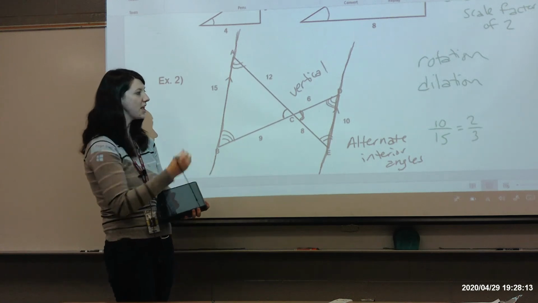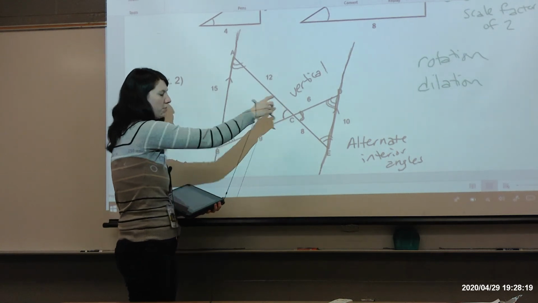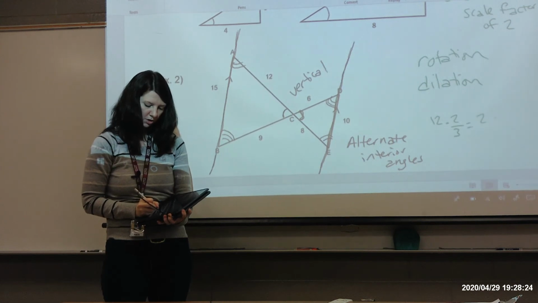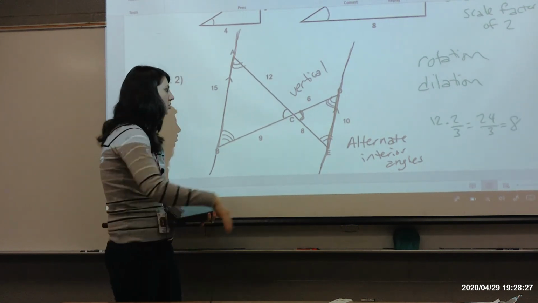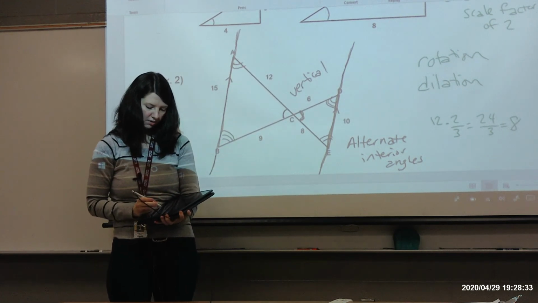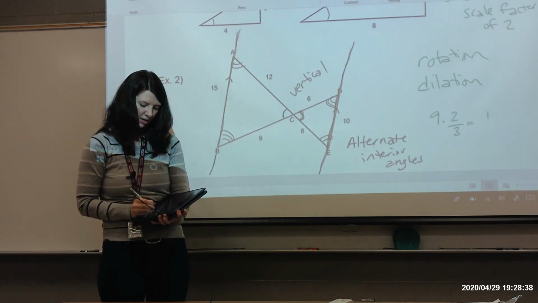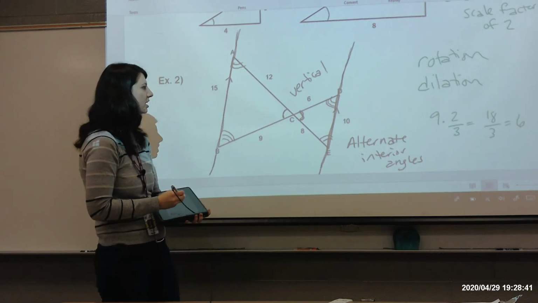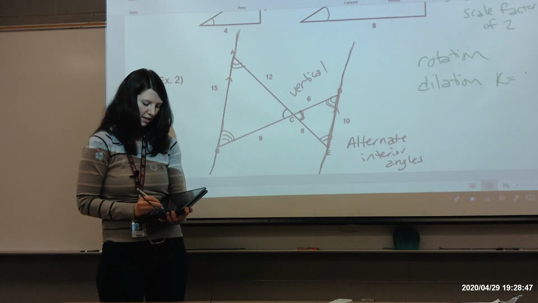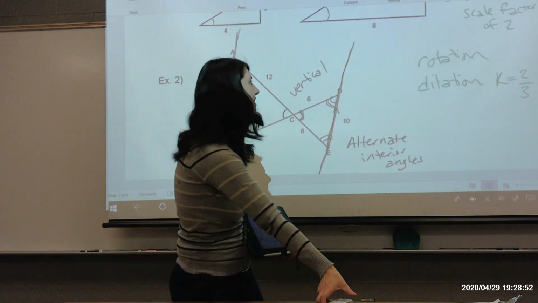Let's check the rest. We think that our dilation is 2/3. So that means if I multiply these by 2/3, I should get my two sides over here. 12 times 2/3 would give me 24/3, which is 8. So our 12 matches up with our 8. And then let's check our last side here. 9 times 2/3 is 18/3, which is 6. So we have confirmed that our scale factor, which I'm just going to shorthand with K, is 2/3, which makes sense because we need to get smaller. And that is our last example for today.